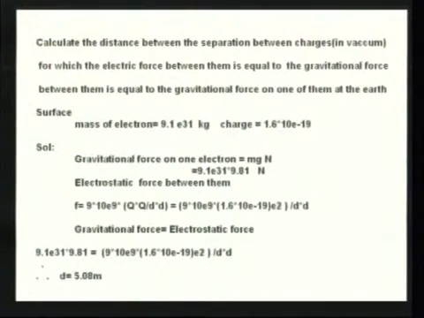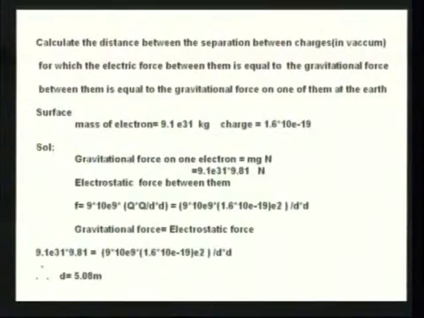Now we will discuss a problem. Calculate the separation between two electrons in vacuum for which the electric force between them is equal to the gravitational force on one of them at the earth's surface. Mass of electron equals 9.1 into 10 to the power of minus 31 kg. The charge of electron equals 1.6 into 10 to the power of minus 19.